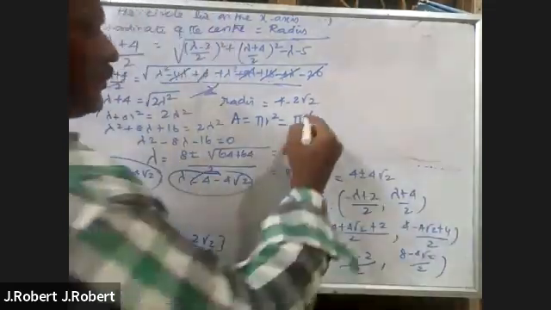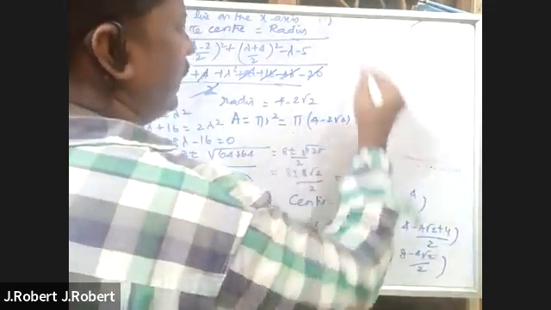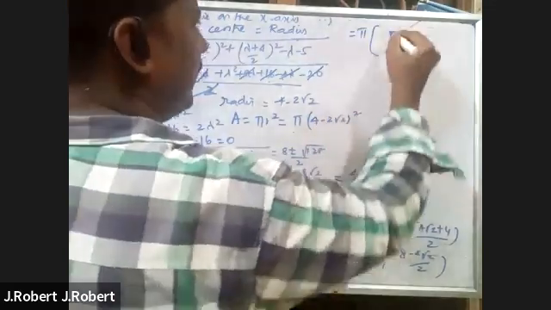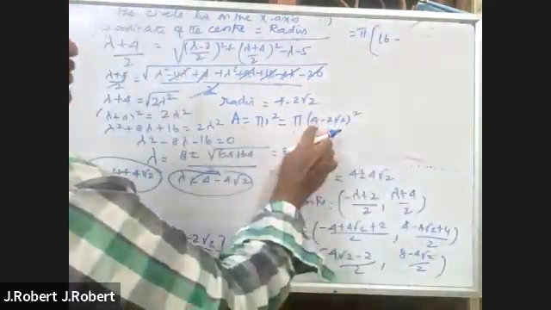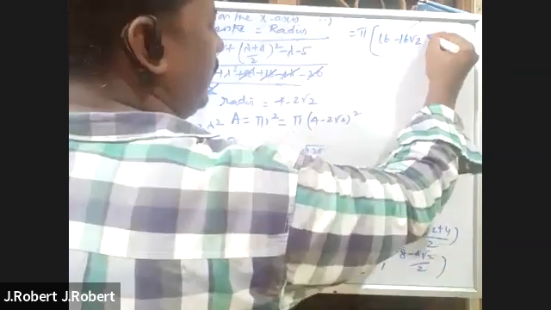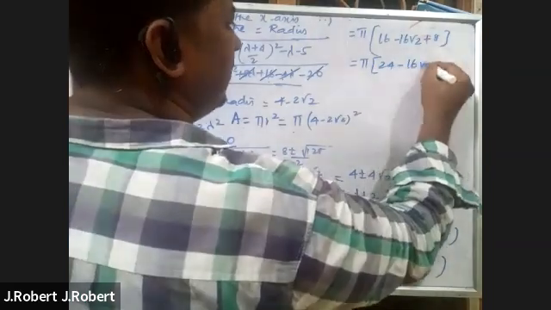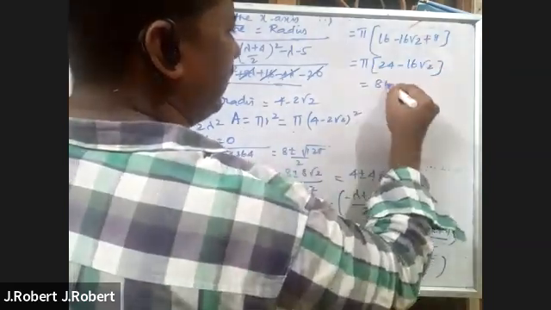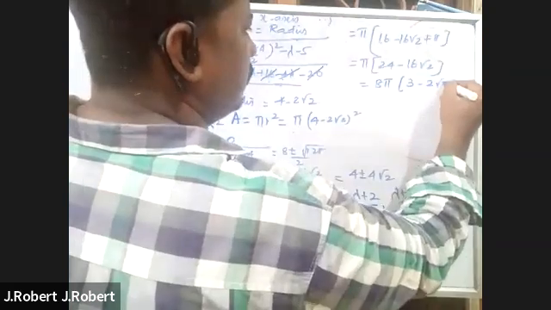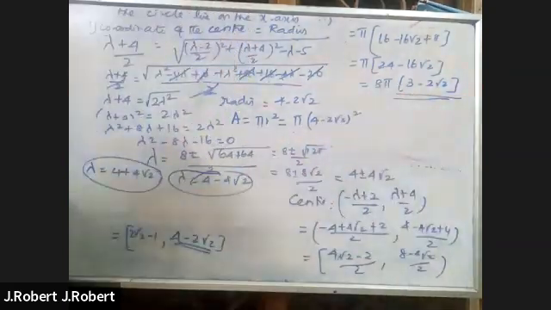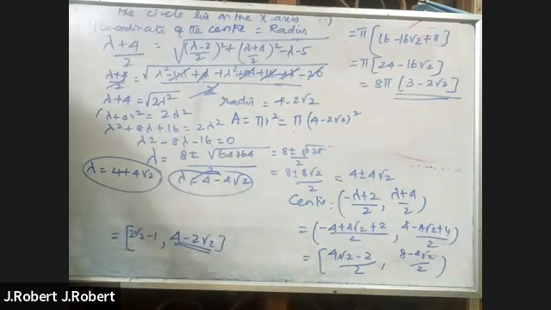r square is equal to 4 minus 2 root 2 the whole square, which is pi into the expansion: 16 minus 16 root 2 plus 8. We get pi into 24 minus 16 root 2. If you take 8 common, 8 pi into 3 minus 2 root 2. That is the answer. Which option is the right option? The fourth option is right: 8 pi into 3 minus 2 root 2.